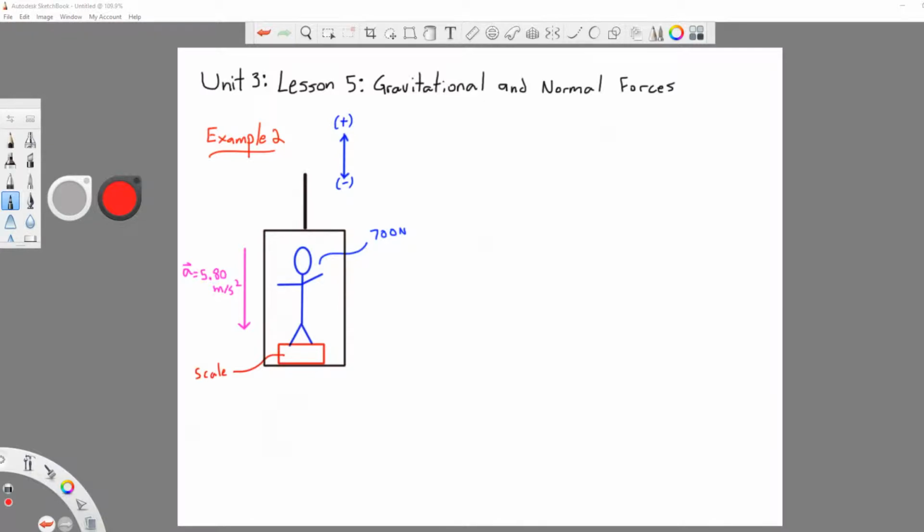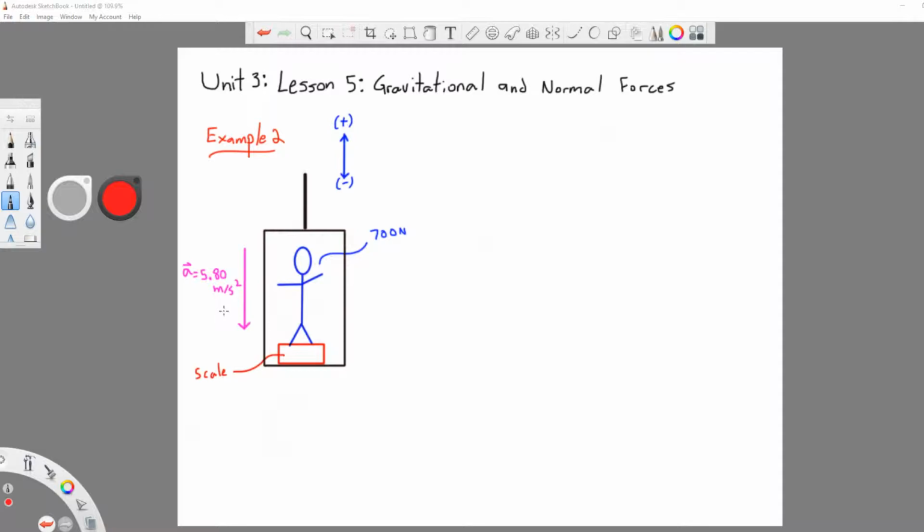Okay. Anyways, jumping into this example now. The example has a 700 Newton person on an elevator, which I've sketched here. And the elevator is accelerating downward at 5.8 meters per second squared. If this person is on a weight scale, what is the reading while they are moving downwards at this acceleration?